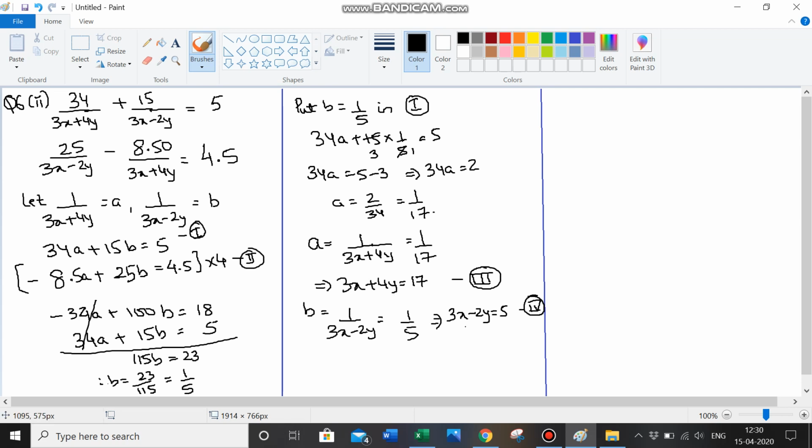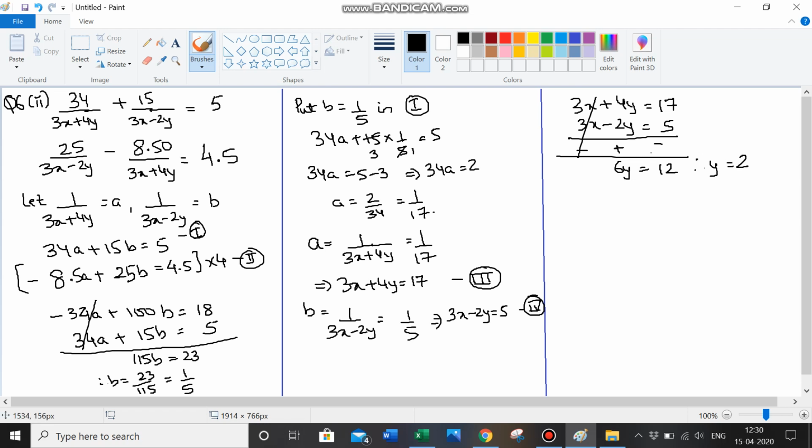Now we need to solve. I notice that coefficients are already equal, so 3x plus 4y is equal to 17 and 3x minus 2y is equal to 5. Let's subtract. So this becomes negative, this becomes positive, this becomes negative. 3x minus 3x gets cancelled. 4y plus 2y is 6y. 17 minus 5 is equal to 12. Therefore y is equal to 2.